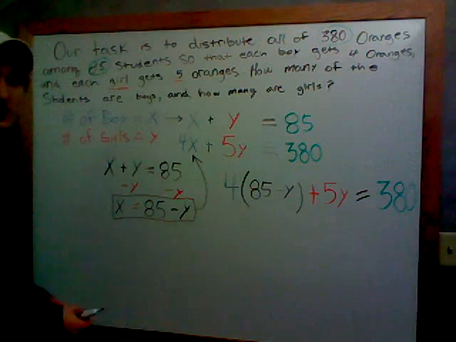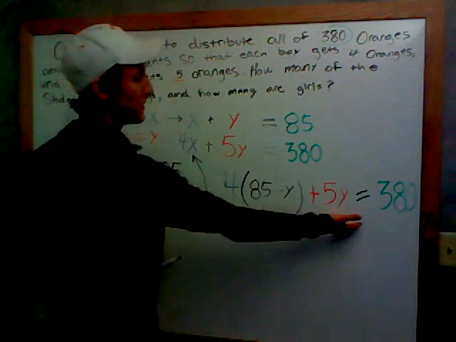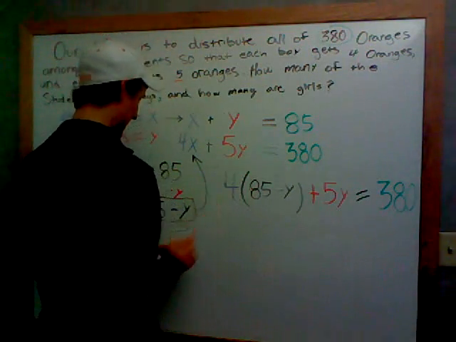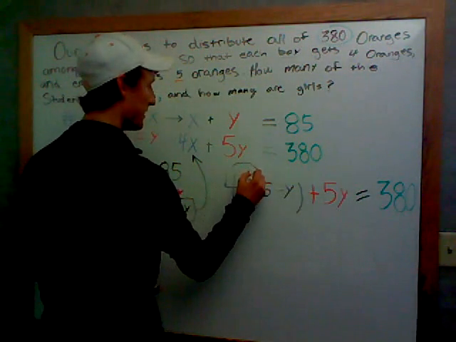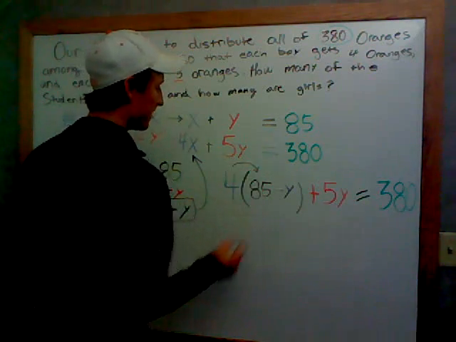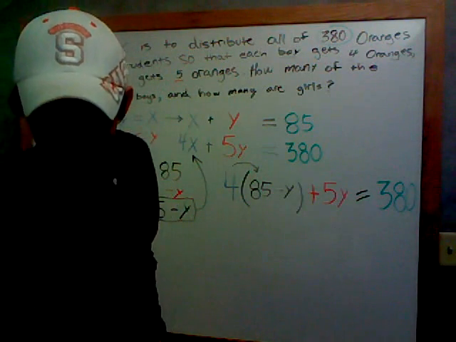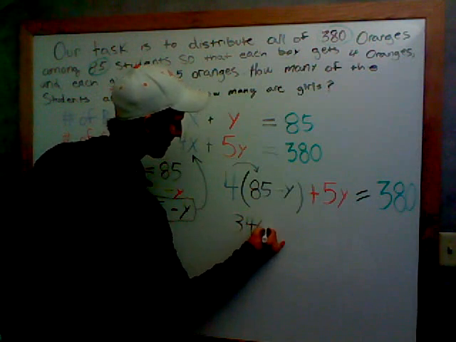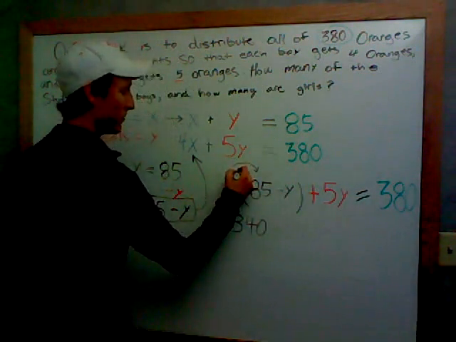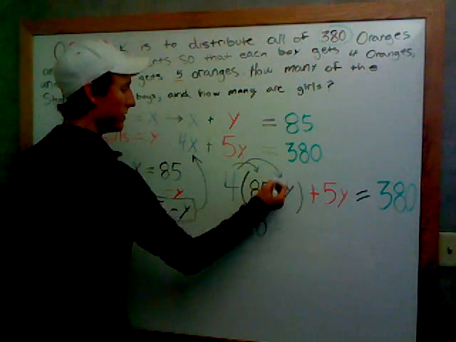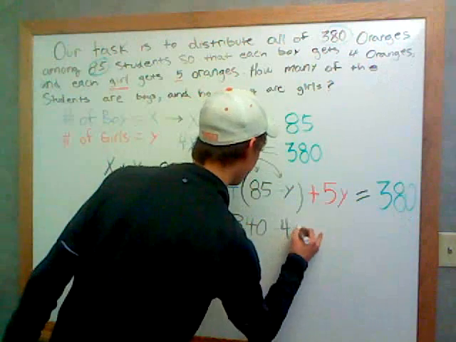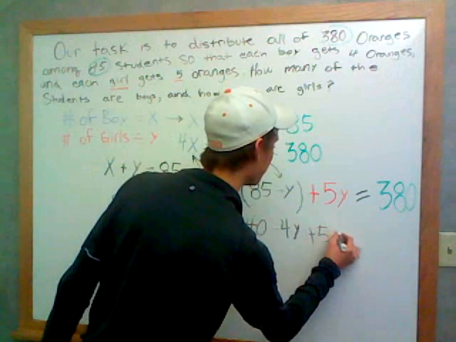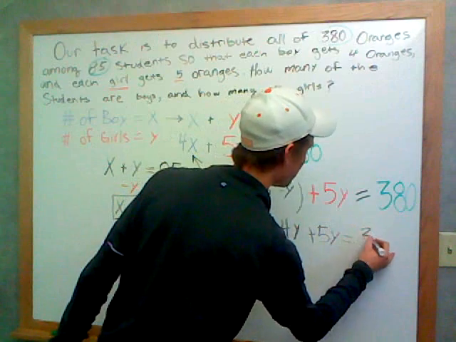Now, with that being said, we have all of our variables plugged in and ready to go with our new equation. So we're going to distribute, and that's going to do 4 times the 85, and 4 times 85 is 340, minus, we got to distribute the 4 there too as well, 4y, and then we just plug the rest of this back in, plus 5y equals 380.